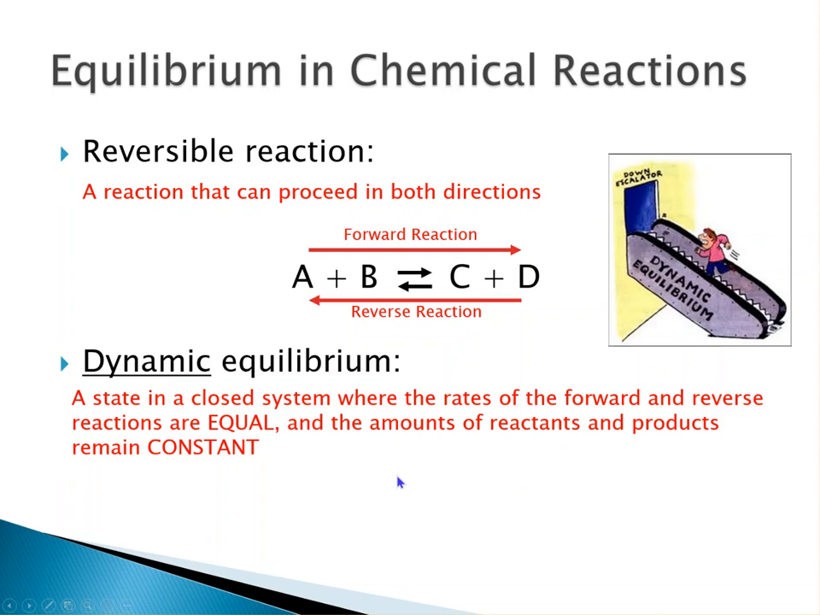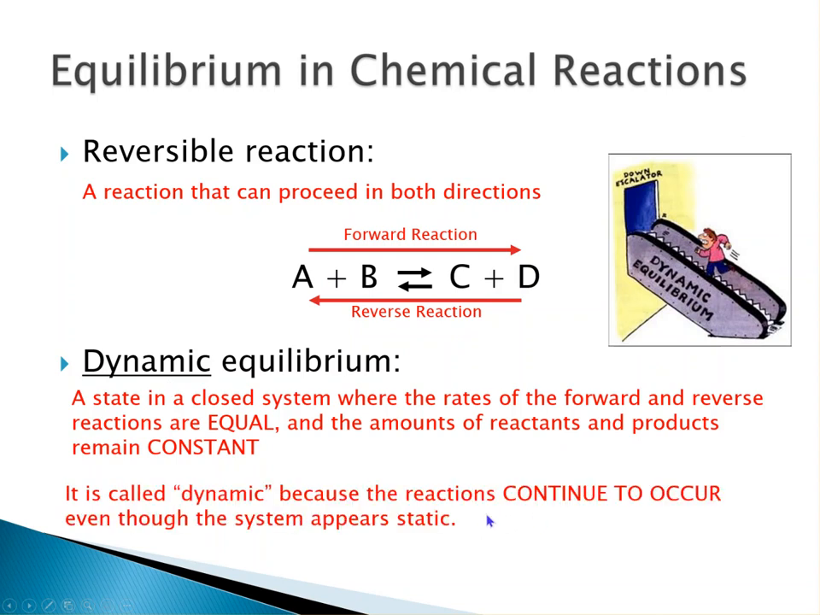Now, why do we call it dynamic? Equilibrium is referred to as dynamic because the reactions are continuing to occur even though the whole system appears motionless or static. In other words, it appears to us that nothing is happening because the concentrations are remaining constant, but the reactions are actually occurring. We just don't notice that change because they're at equilibrium.